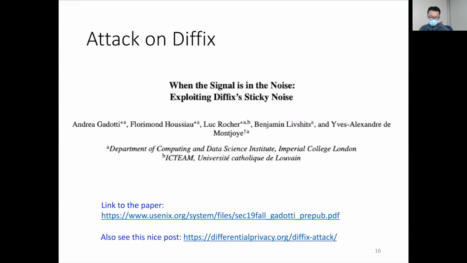So the short answer is that adding noise according to local sensitivity is not really a good idea. The underlying reason is that the local sensitivity itself might not be stable. Local sensitivity itself might be unstable, and because of that, the noise that you add at neighboring data sets can actually reveal very drastic information about what could happen.